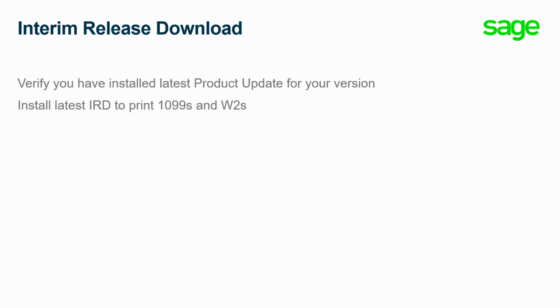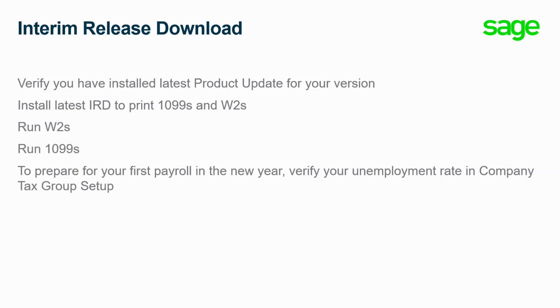Historically, around the second or third week in December, the interim release download is available, and that would include upgrades that might need to be made due to federal and/or state changes. You'll need to verify you have installed the latest product update for your version, and then you can install the latest IRD to print your 1099s and W-2s. You can then run your W-2s and 1099s. And in order to prepare for your first payroll in the new year, before you run the first payroll, you'll want to verify your unemployment rate in company tax group setup.